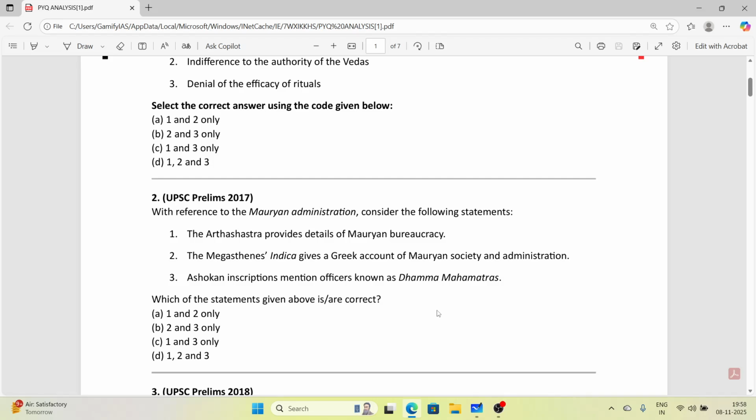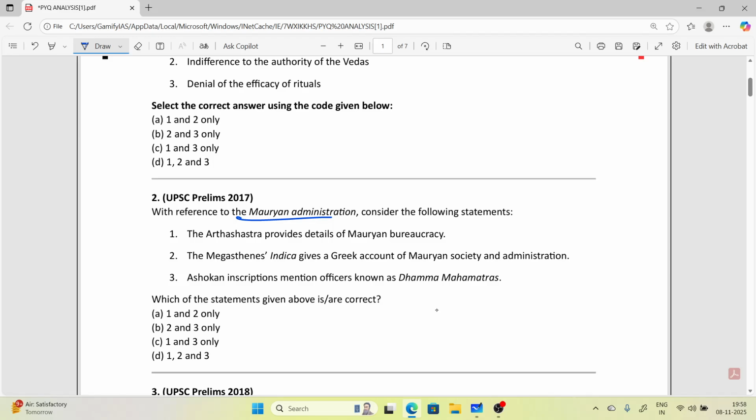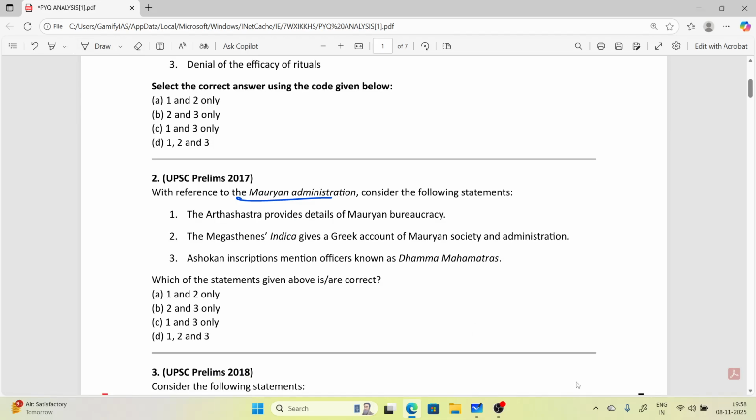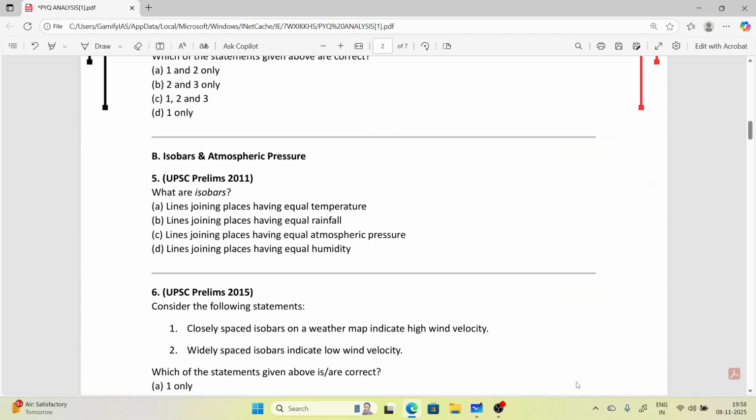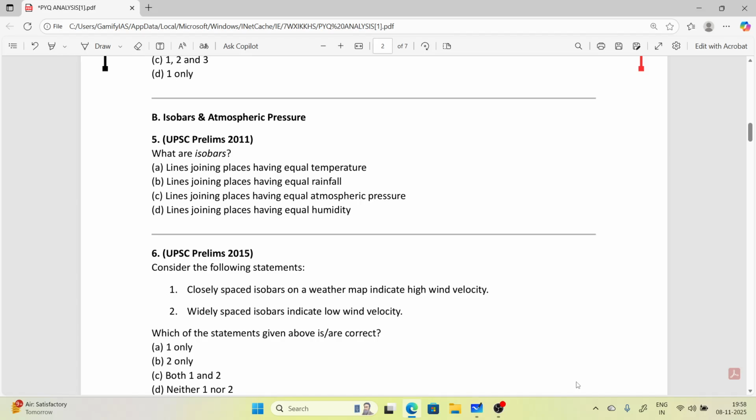As I just said, guys, this Mauryan Empire we would be doing on Monday. Then we will study it and solve these MCQs, these PYQs. Now the 2011 question: what are isobars?